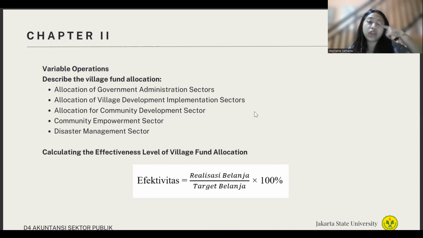And then the third is the allocation for the community development sector. This is about the community. The second category is about development implementation for the village, the facilities and so on. But the third is community development. It will be allocated for human resource development, like for studying, for the education of the people at the village. And then the fourth is the community empowerment sector. And the last is the disaster management sector.